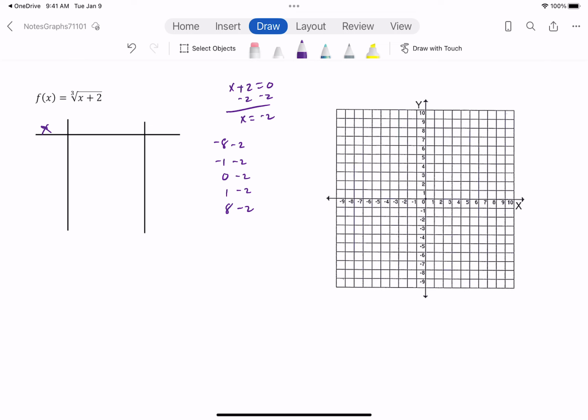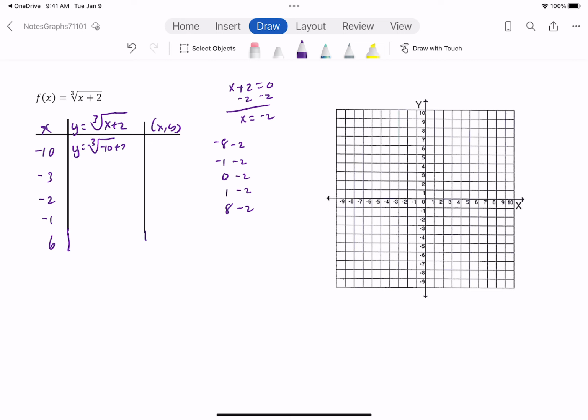negative 8 minus 2 is negative 10. Negative 1 minus 2 is negative 3. 0 minus 2 is negative 2. 1 minus 2 is negative 1. And 8 minus 2 is 6. So that should give me a nice perfect cube underneath.